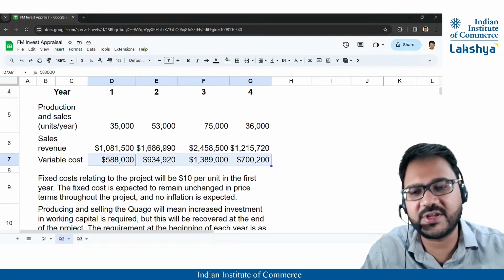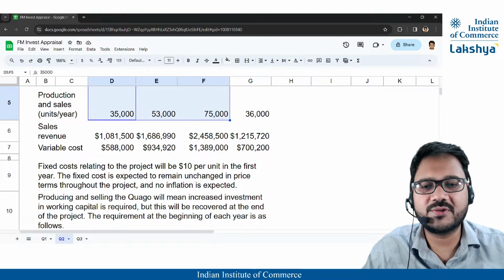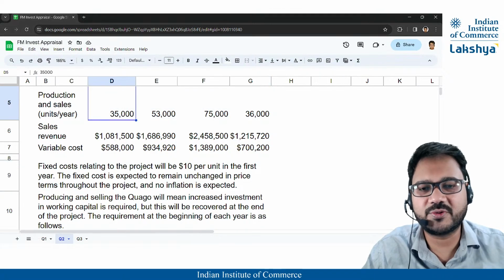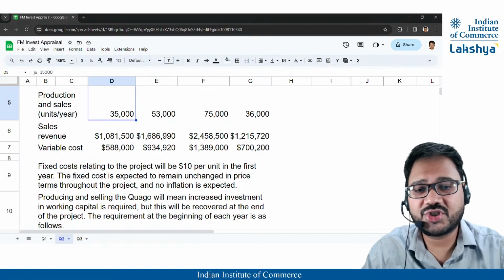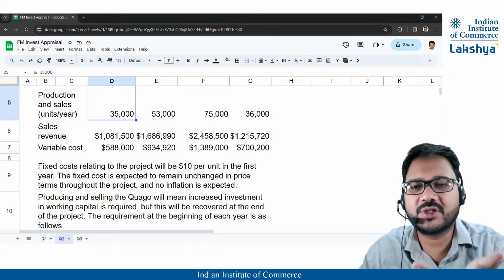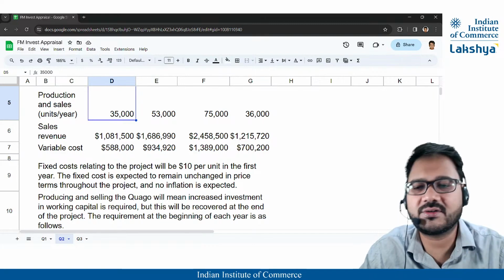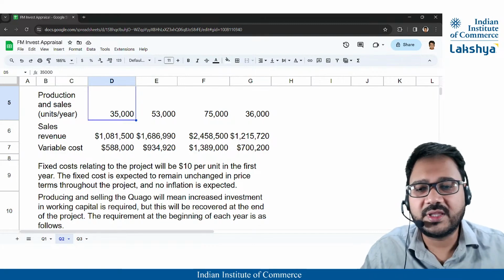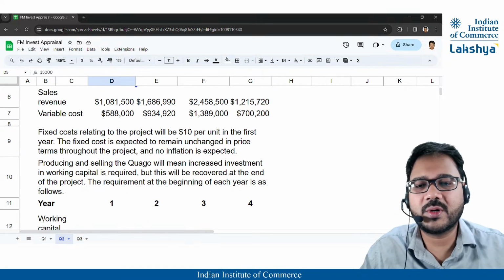We have to check if there is inflation or not. Fixed costs relating to the project will be $10 per unit in the first year, and are expected to remain unchanged in price terms throughout the project. So you just have to do $10 into 35,000, that is $350,000, and it will remain the same. There is no inflation expected. Producing and selling the Quago will mean increased investment in working capital.